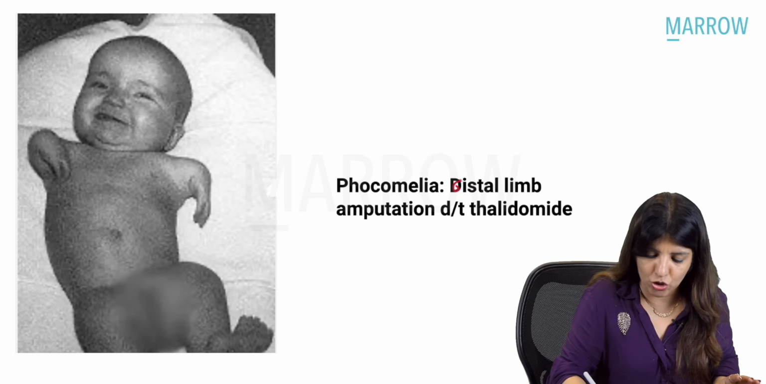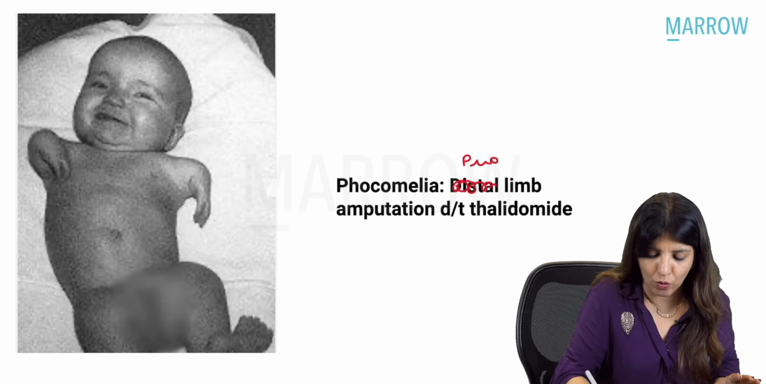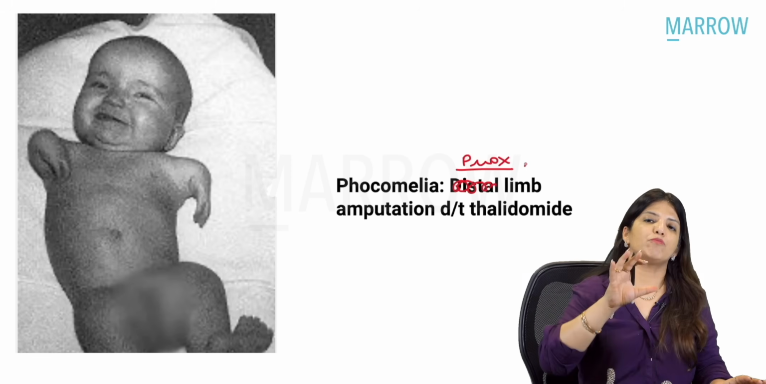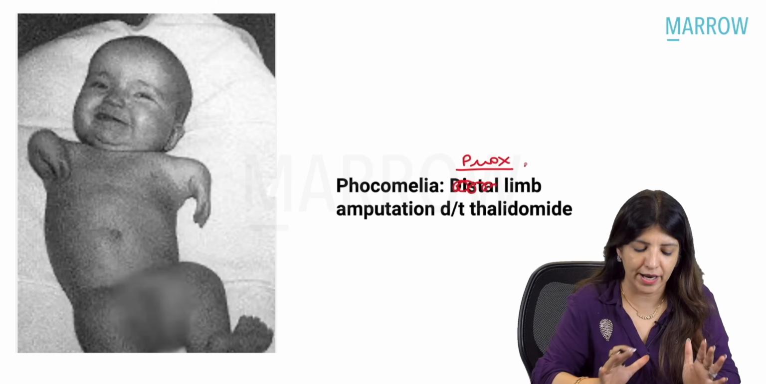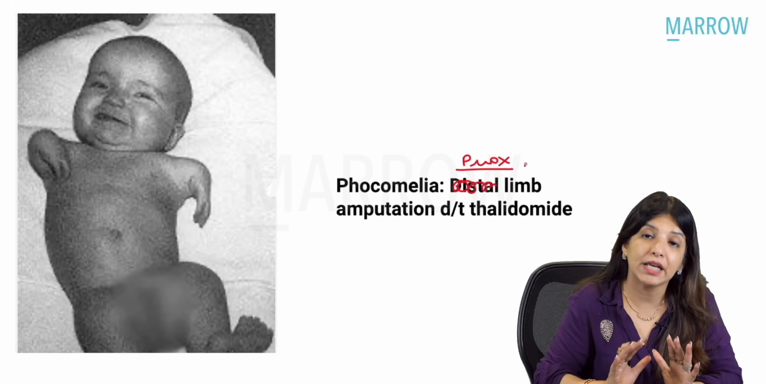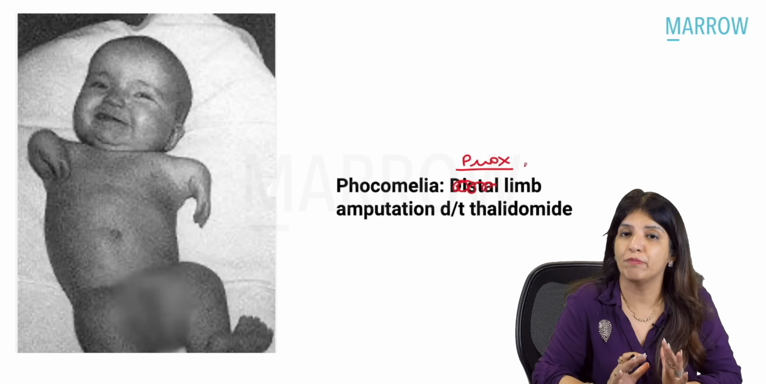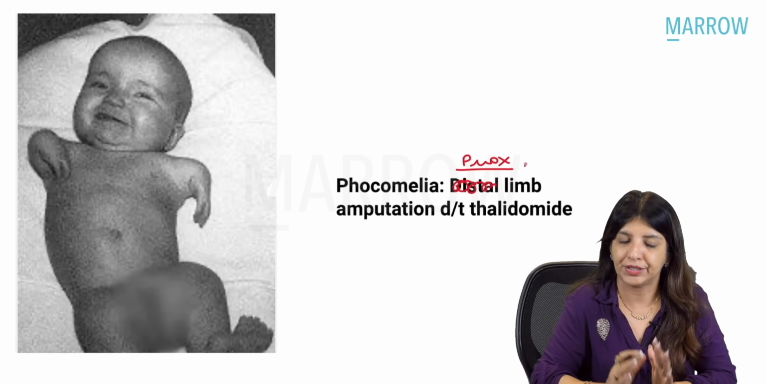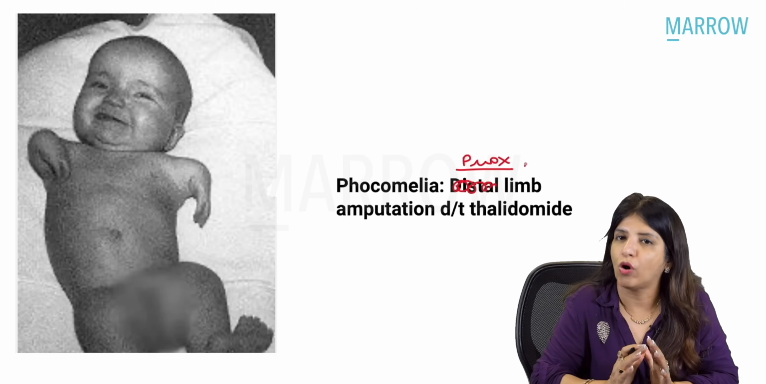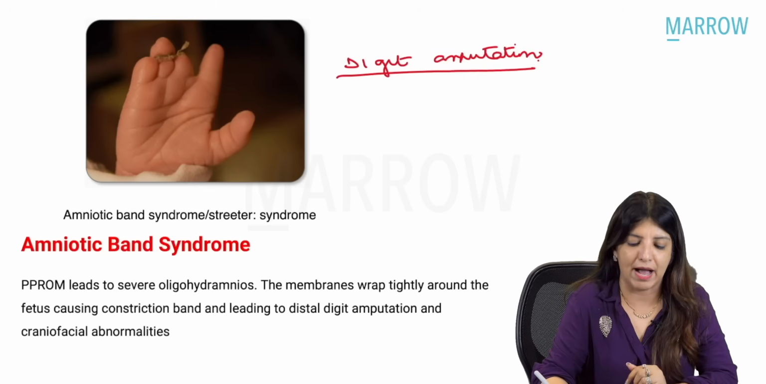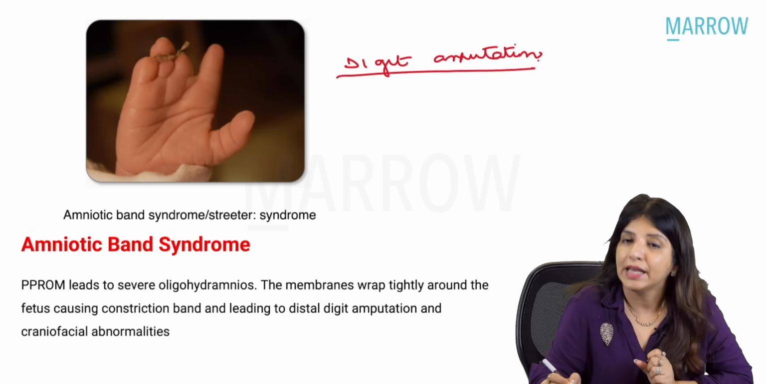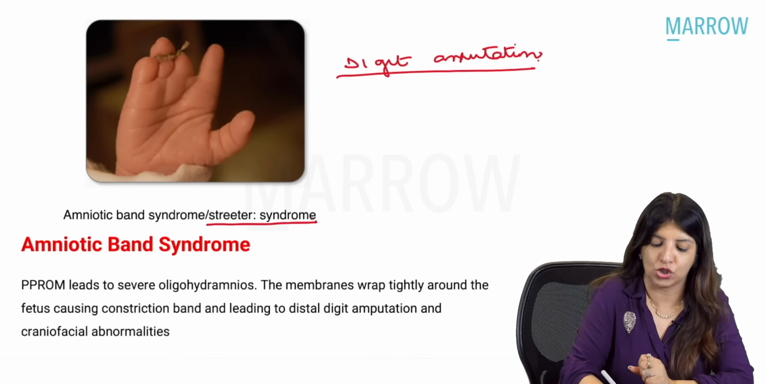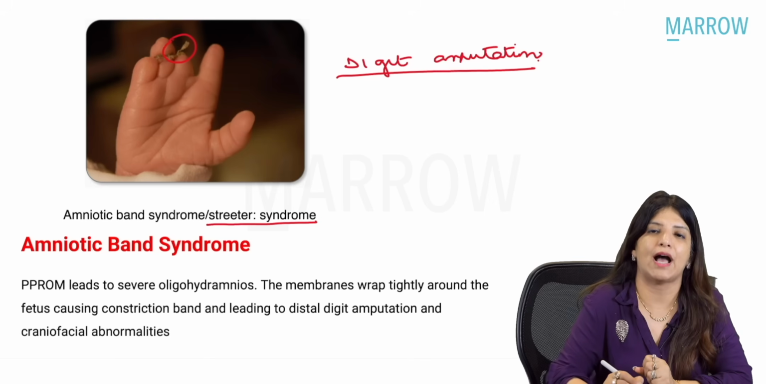Now, in this image, what you are getting, whenever you are getting proximal limb amputation, right? So, whenever the limbs of the baby are amputated and you get an image like this, please remember that this is phocomelia, which has happened because of thalidomide ingestion by the mother. This phocomelia should always be distinguished from amniotic band syndrome. In amniotic band syndrome, which is also called as Streeter's syndrome, you get digit amputation.